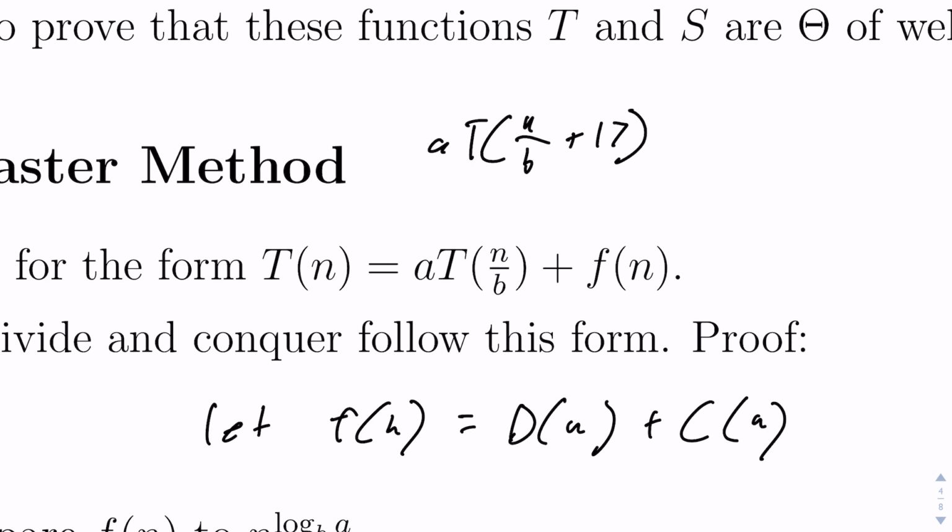Other questions about the form? One thing to note here is that a and b have to be constants. So if a is n, that's not the master method. That's something else. If b is log n, that's not the master method. These have to be numbers. 1, 2, pi, something like that.